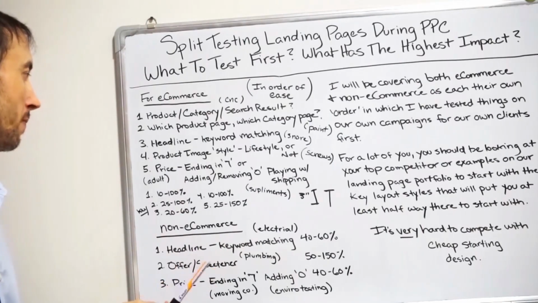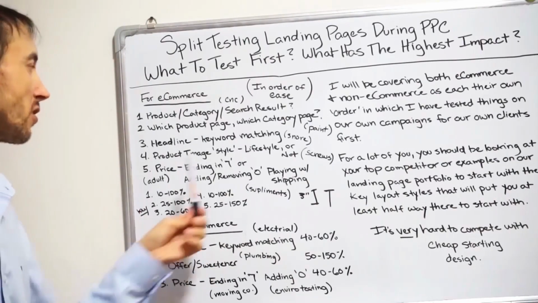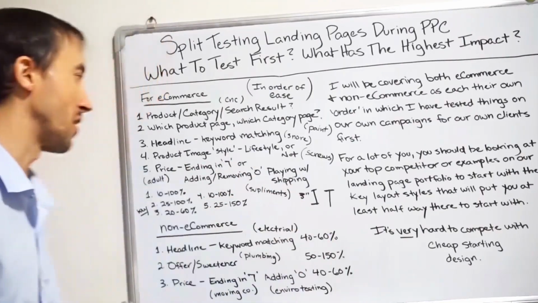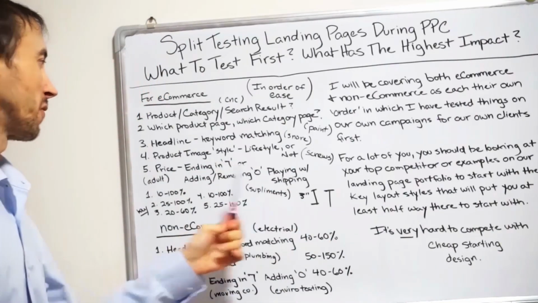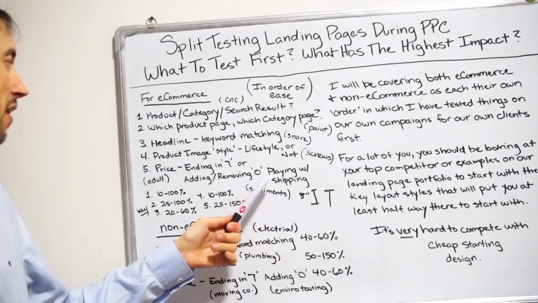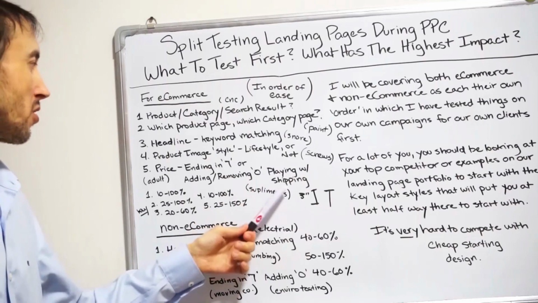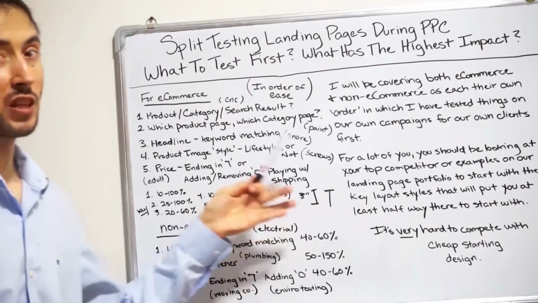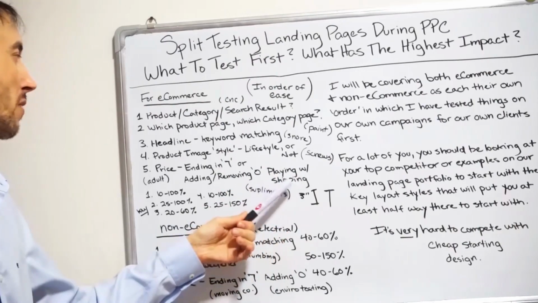Okay, so that all said, that gives you a pretty good idea of what to start with if you're an e-commerce business, what to test first, and examples from different markets, what you can do in different situations, like adding or removing a 0, where we got 100% lift in conversion rate.